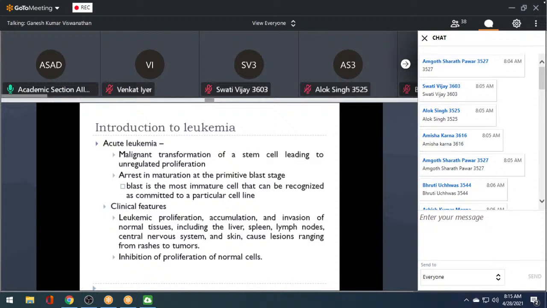These cells proliferate in the liver and spleen and lymph nodes. So you have hepatomegaly, you have splenomegaly, you have lymphadenopathy, etc. And this also can involve other tissue organs like CNS, skin, etc. So that can lead to mass lesions or defective function in these organs.